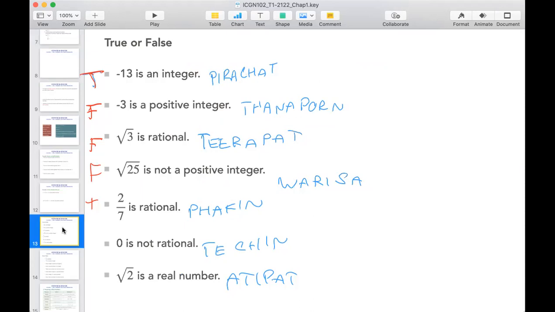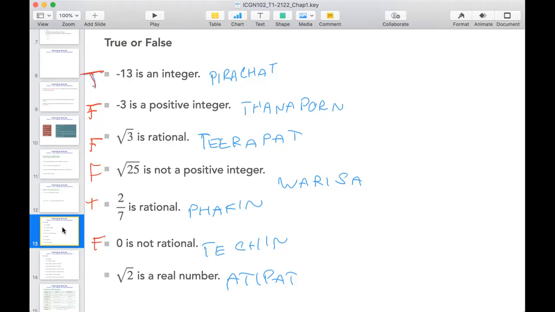Next, 0 is not rational. True or false? False. Why is that? Yeah, that's right. It can be divided by any integer except number 0. So 0 is a rational number, and this statement is false.